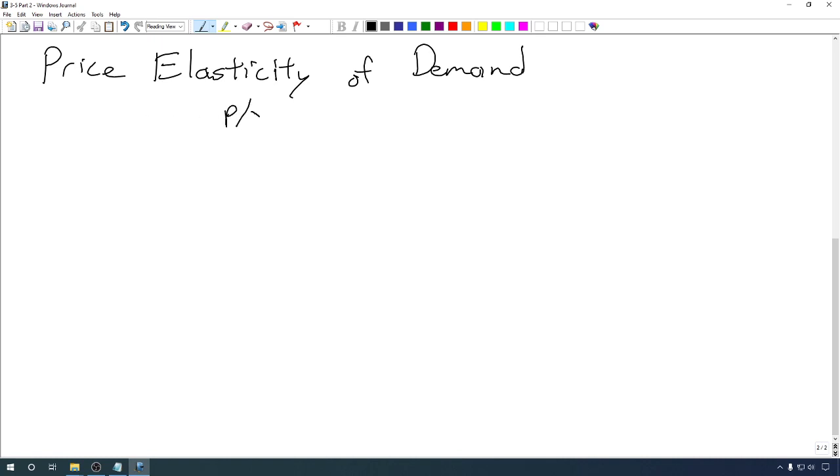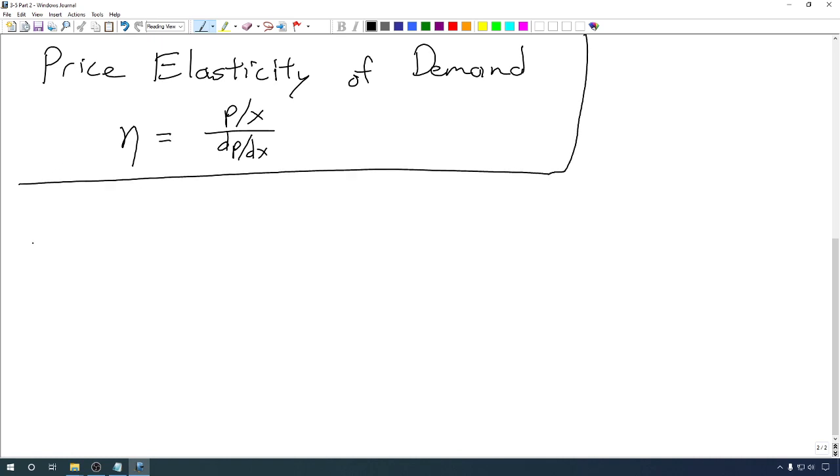Remember that our formula there was price over demand over the derivative of price with respect to demand, and we give that a fancy letter. This is a Greek letter called eta. It looks kind of like an N, but the tail is a little longer. So if you're not used to it, it can be a little hard to pick it out from a regular N, but that is the letter that's used for this. And this is the definition that we are going to be using.